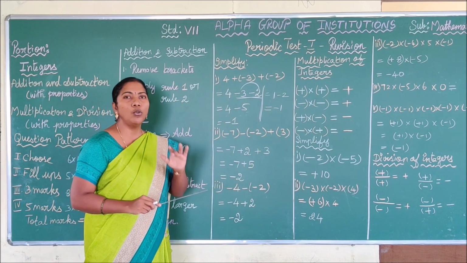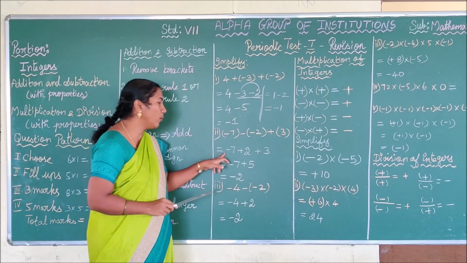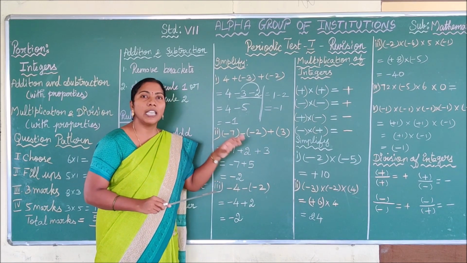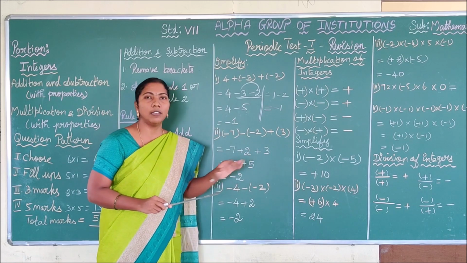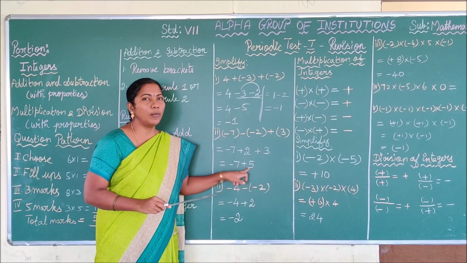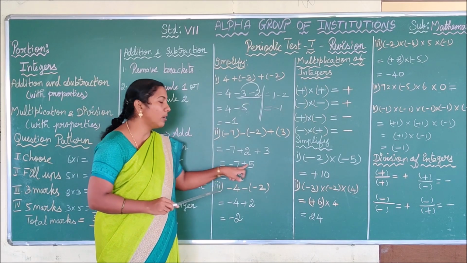Next we have to apply rule 1 or rule 2. Now I am going to choose these two numbers, 2 and 3, because they have the same sign, plus and plus. Same sign means we have to add. Add 2 with 3, 5, and the sum takes the common sign, plus. Thus we have minus 7 plus 5.